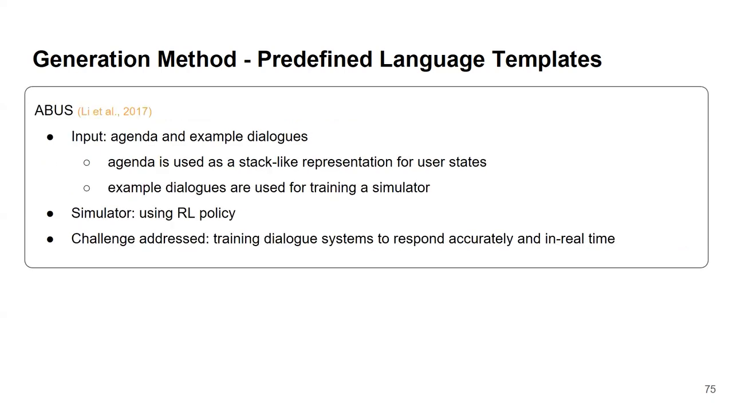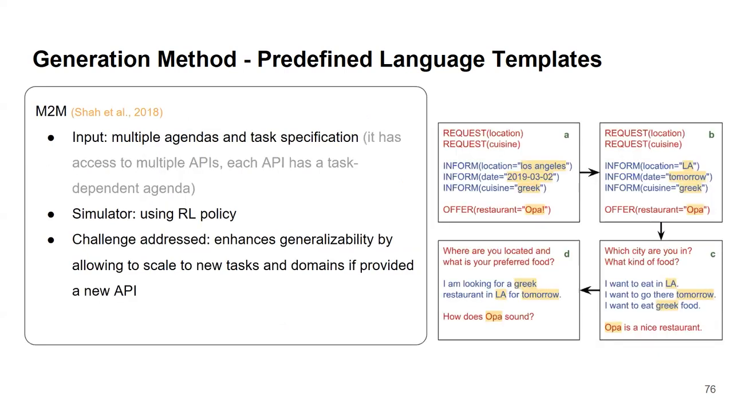So here we have three methods. We have ABUS that does exactly what I explained now. What is the challenge that it addresses? That it does use real entities, which were updated in real time using RL. I think it's also the first one that used an RL policy. Then we have M2M, which builds on top of ABUS by enhancing generalizability.